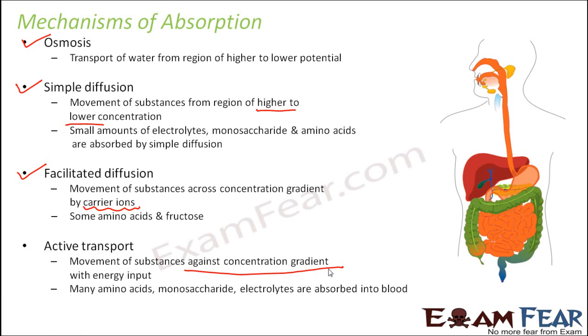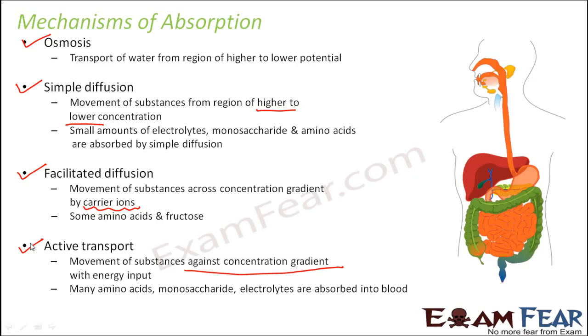So there are a few things like some of the amino acids, again some monosaccharides and electrolytes, that are absorbed into blood by means of active transport. Like they are transported to blood where their concentration is already high, but still they are absorbed into blood. So that happens by the phenomenon of active transport. So these are some of the mechanisms by which absorption of various end products of digestion takes place.